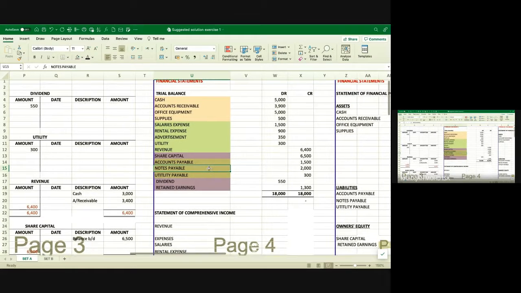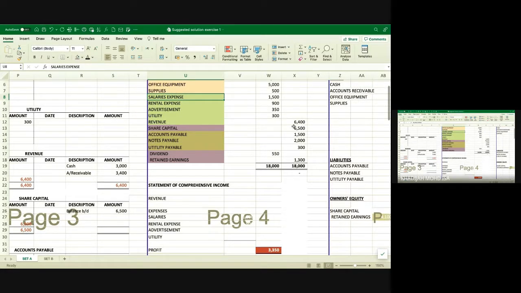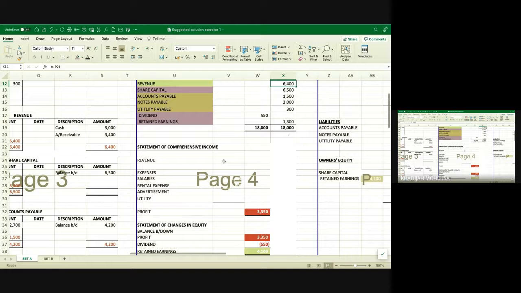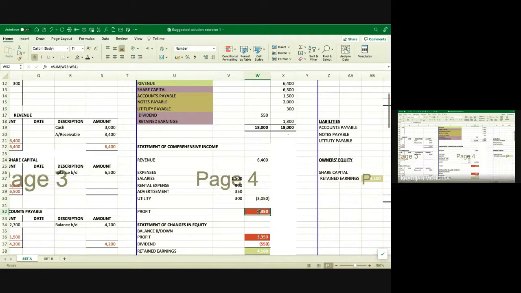Okay. So once you have identified the accounts, whether it is an asset, liability, owner's equity, revenue or expenses, then you can decide where it goes. For example, you're going to the statement of comprehensive income. This one is your profit and loss item, so you have the salaries and your revenue. You plug in your revenue account of 6,400, and then all these expenses you put into your statement of comprehensive income. From there, identify whether it is a profit or loss. Now you have a revenue of 6,400, and total expenses of 3,450. Then you have a profit of 3,350.